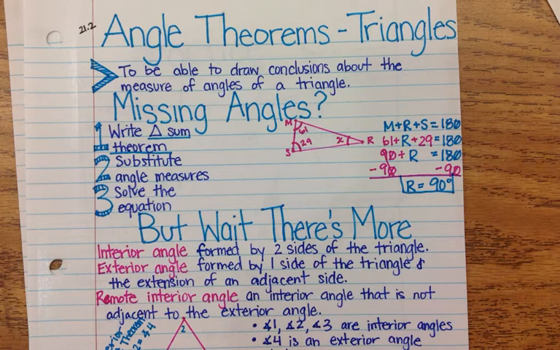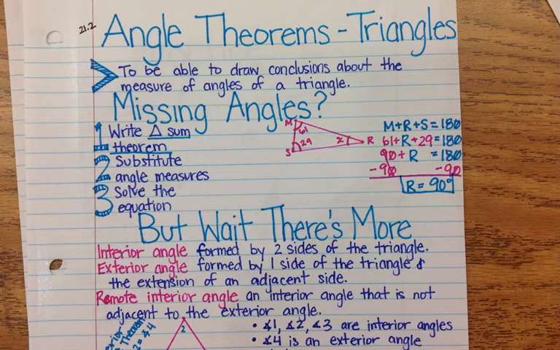Now I'm on step 3, and I'm going to solve my equation. The first step is to combine like terms. I'm going to add 61 and 29 together, and I'm going to get 90. Then I have 90 plus R equals 180. The next step is to subtract 90 from both sides, and I'm left with angle R equaling 90 degrees. Now clearly, my picture here is not drawn correctly for the math, but we're just going to go along with it. The next thing we're going to talk about is, but wait, there's more.